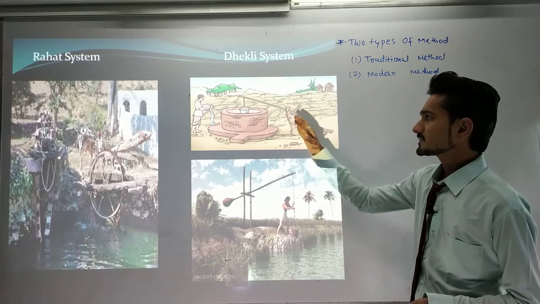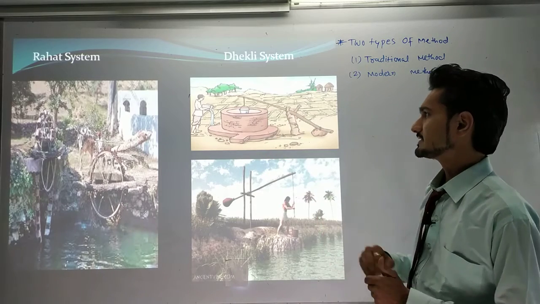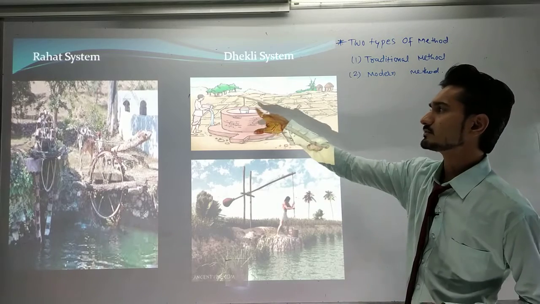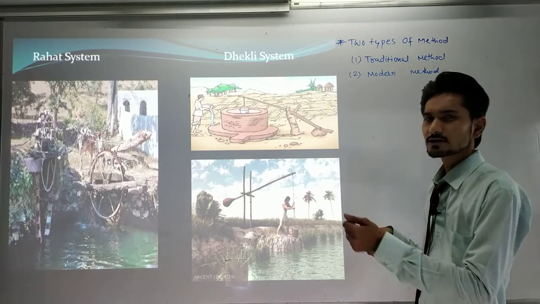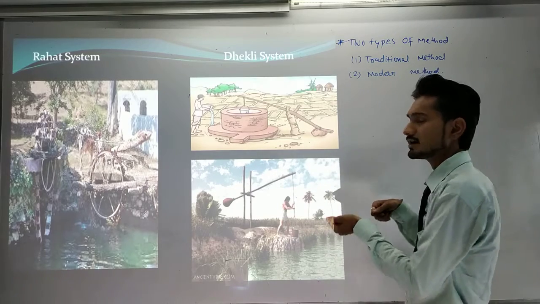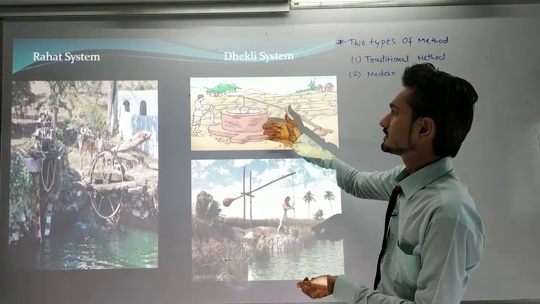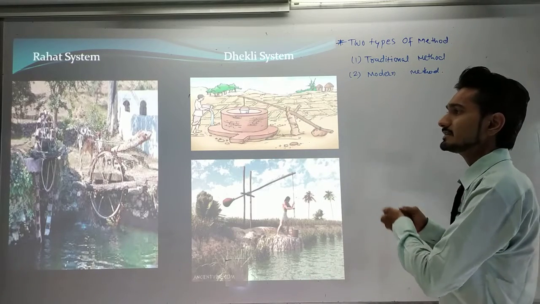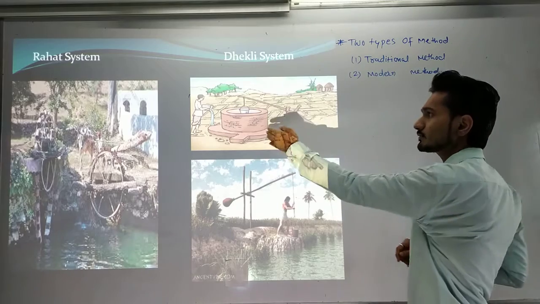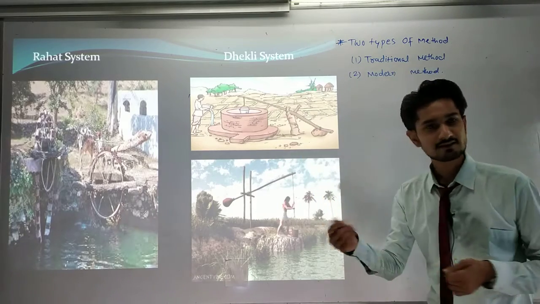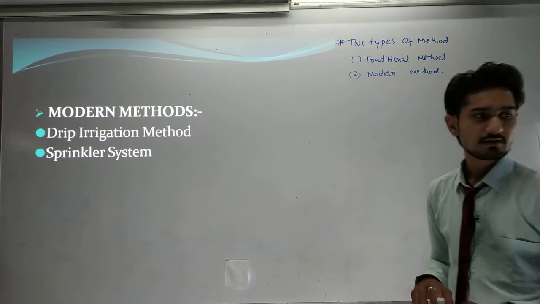Okay. So here is the Dekli system, which we are seeing like that. We are using wood or some kind of iron rod for that, and then the water gets pulled out from here. Okay, so water gets absorbed from there, and then we have to take out the water, fill up the bucket, go to our field, and circulate this water.